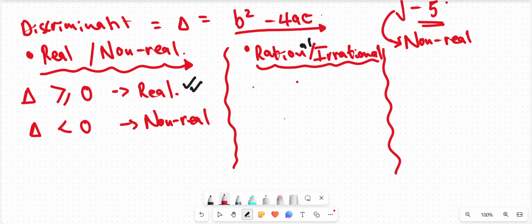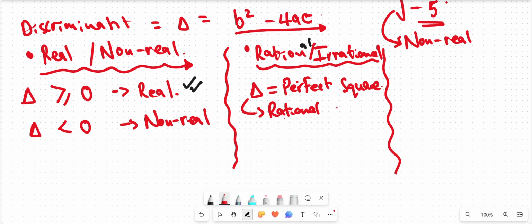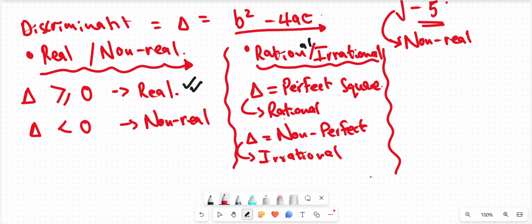If that discriminant is a perfect square, then this tells me that these roots are rational. So obviously a perfect square would be a number that is greater than 0. If that discriminant is equal to a non-perfect square, then this tells me that the roots that are coming out will be irrational. Again, you don't get a non-real rational number.